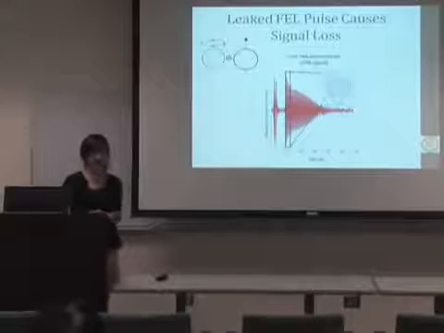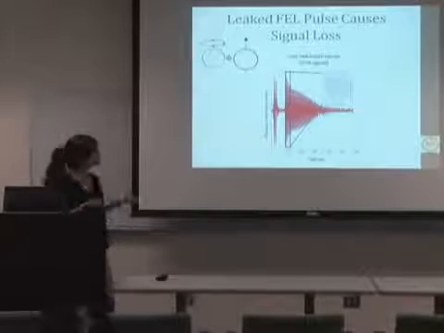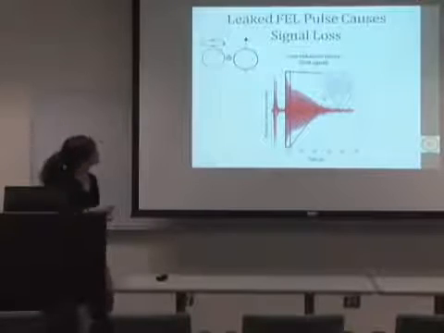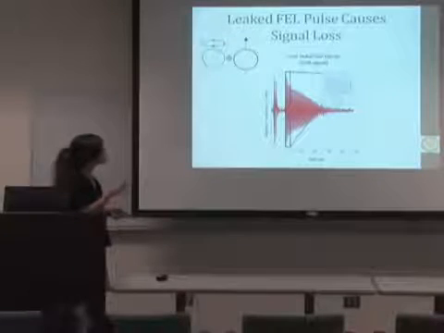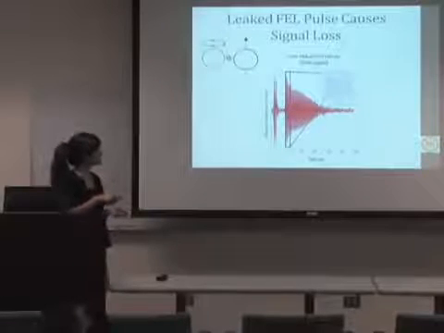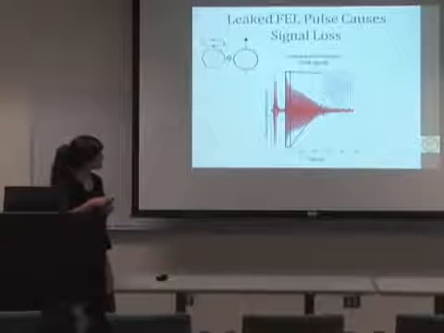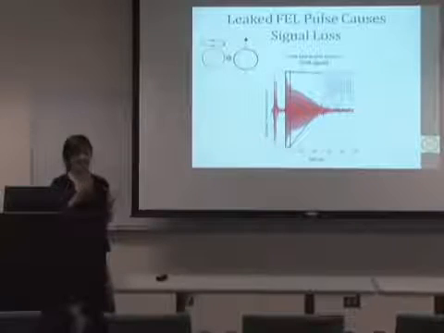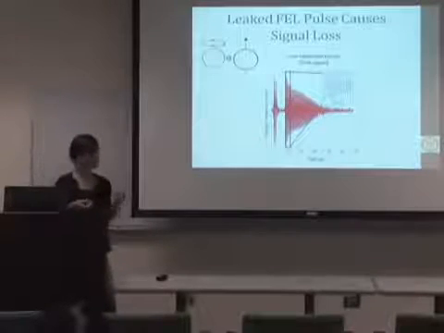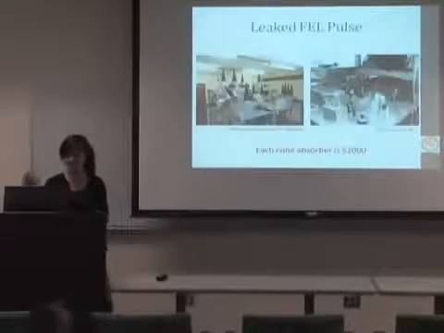However, one problem with this experiment is that we have leaked free electron laser pulse that causes signal loss. So here is something called free induction decay, which is a graph of the spin coming back up. We have time right here and then signal. But you can see here that we have to wait 80 nanoseconds to turn on our detector, because in those first 80 nanoseconds, we have too much interference from the leaked free electron laser pulse.